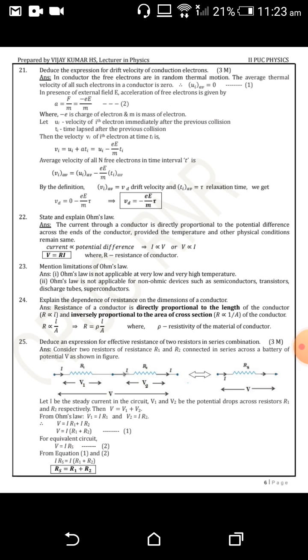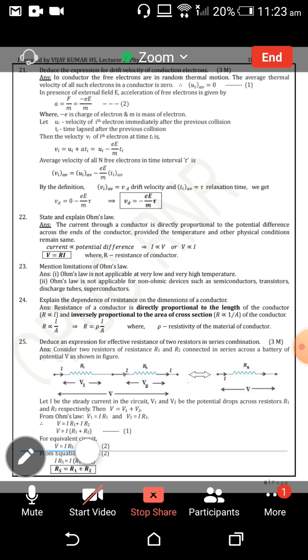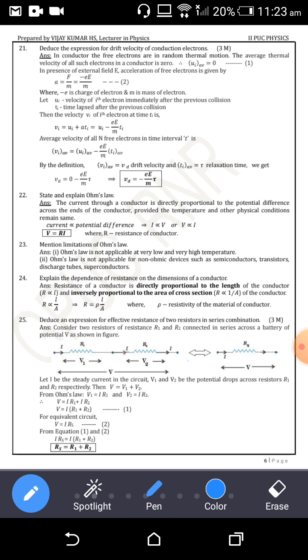It goes like this: in a conductor the free electrons are in random thermal motion. The average thermal velocity of all such electrons in a conductor is zero. As you know, the free electrons inside the conductor at room temperature itself will be moving in random directions. When you take the average of all the electrons moving in random directions, the average thermal velocity comes out to be 0. So we are going to write that mathematically as u average is equal to 0, which is denoted by equation 1.